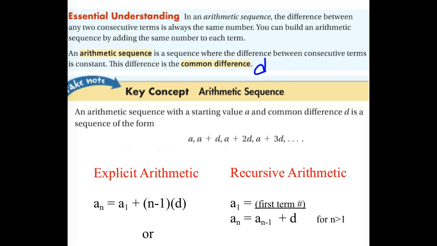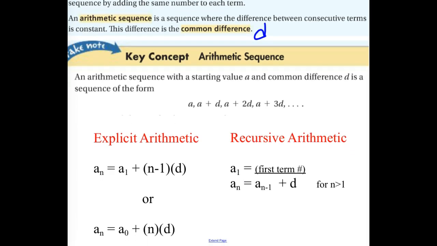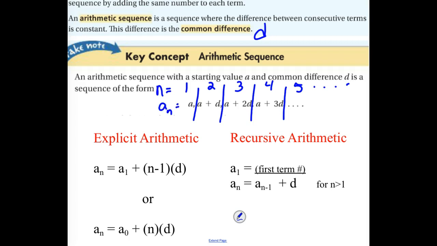An arithmetic sequence with a starting value of A and a common difference of D looks like this. And I'm going to break it apart here so it's a little more obvious. In a list of numbers, the n that we talk about represents the position the number's in. So first term, second term, third term, fourth term, fifth term, etc. The actual number in that list is your a sub n. That's the actual number that you see in the list.